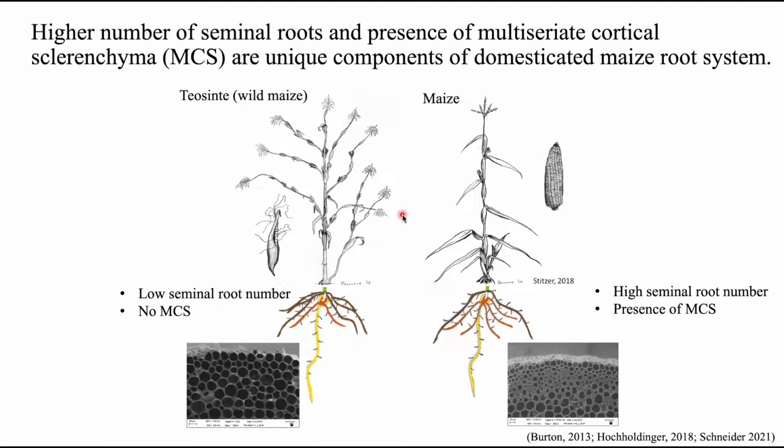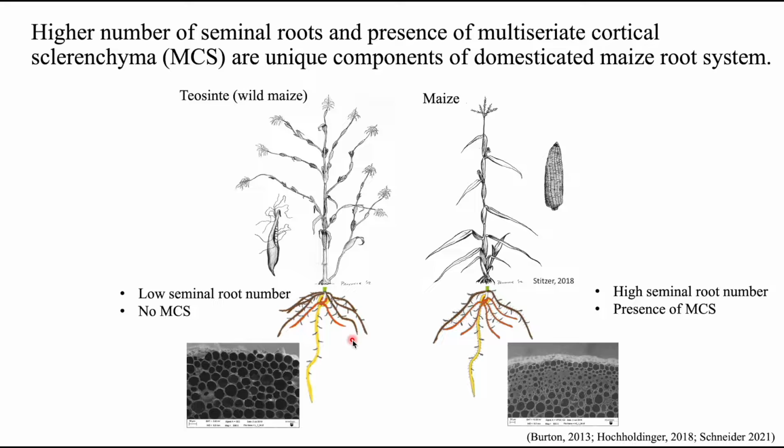above ground traits or aerial traits like the branching of the stem or features of the seed, but little attention has been paid to the root system in terms of domestication and how the root traits have been affected during this process. There are exceptions, for example, the work from Amy Burton in 2013.